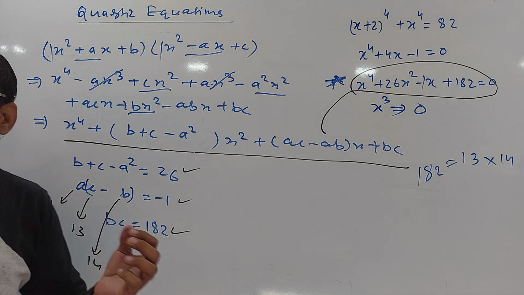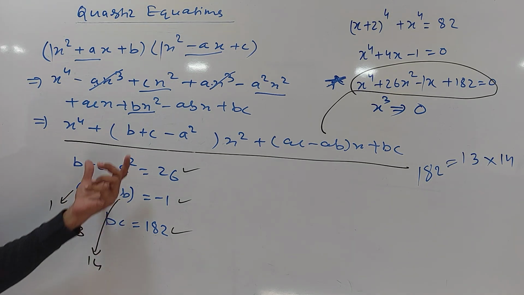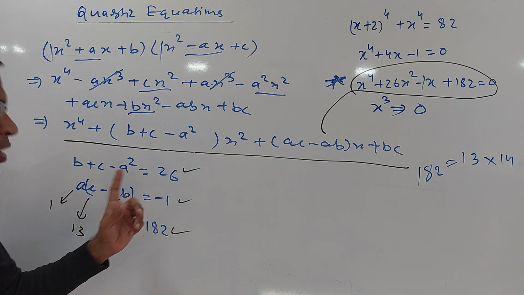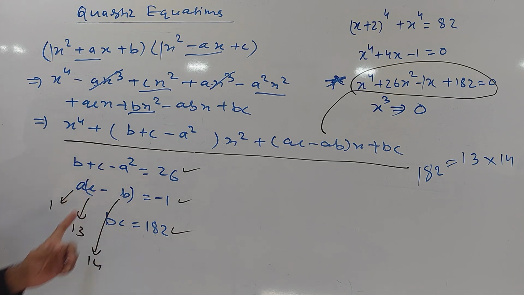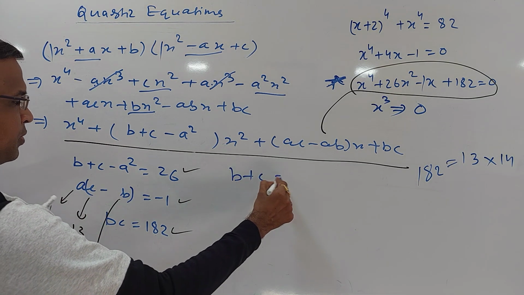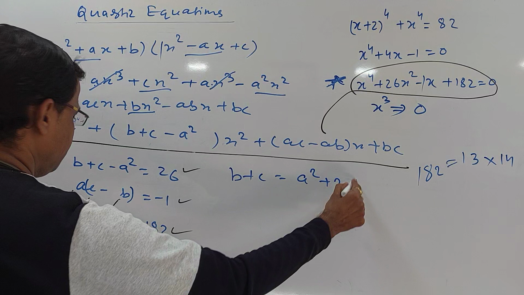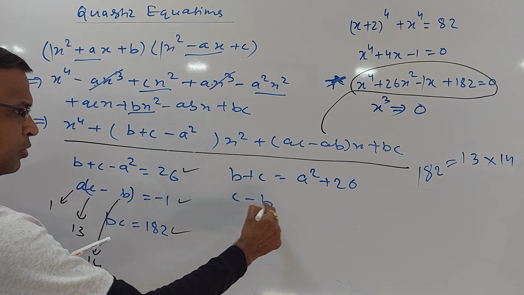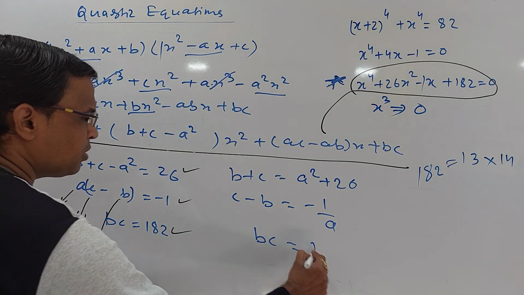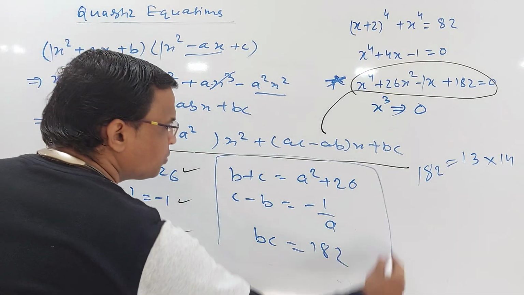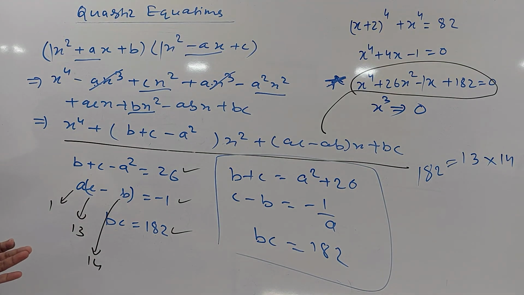So here at least I saved 3 minutes, because cracking this, even though it's 3 equations, 3 unknowns A, B, C, will take at least 3 minutes. So here we just drop that step. Even so, if you want to do it, I am just giving you a little approach of what you need to do. Quickly I am telling, say B plus C is equal to A square plus 26. Then C minus B is equal to minus 1 upon A. Then BC is equal to 182. So that gives me a better approach, because I got B plus C, C minus B and BC. Fine. We already got the answer.